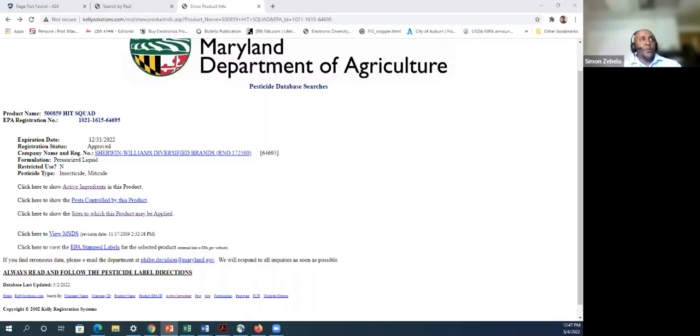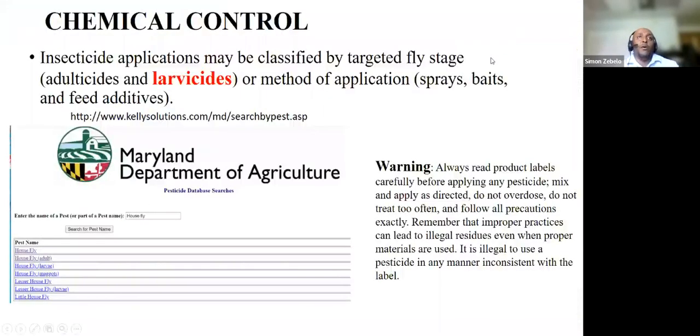Another very important thing I want to share is to always read product labels carefully before applying any pesticide. Mix and apply as directed. Do not overdose. Do not treat too often, and follow all precautions: dress code, goggles, and others. In case there is any emergency, you have to have a plan for where to reach out.